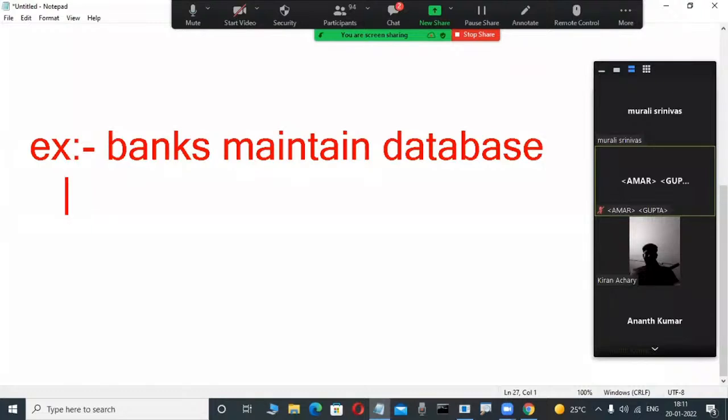Suppose telecom companies. Yes, so many examples are there. Just roughly, now here, easily understandable. Telecom companies maintain databases. Suppose you make a call to your friend or anything. Where will those call details be stored? In a database.